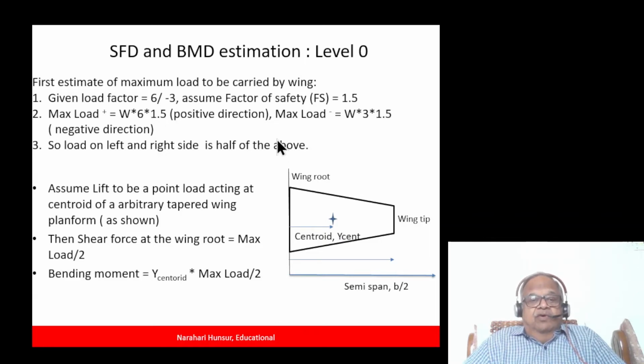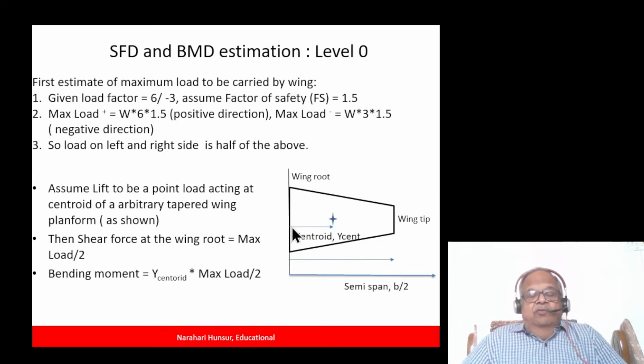So, you have got the centroid location. Now that will tell you the shear force: the wing load is maximum load by 2. Wherever the load acts, the shear force is fixed. That's the maximum load coming at the joint. The bending moment would then be the y centroid, that is this distance, into maximum load by half. So this is the bending moment, a very, very crude bending moment.